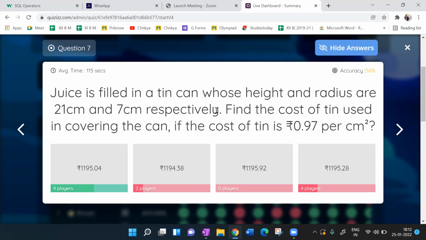Juice is filled in a tin can whose height is given, radius is given, and yes, height and radius are given. Find the cost of the tin used in covering the can.